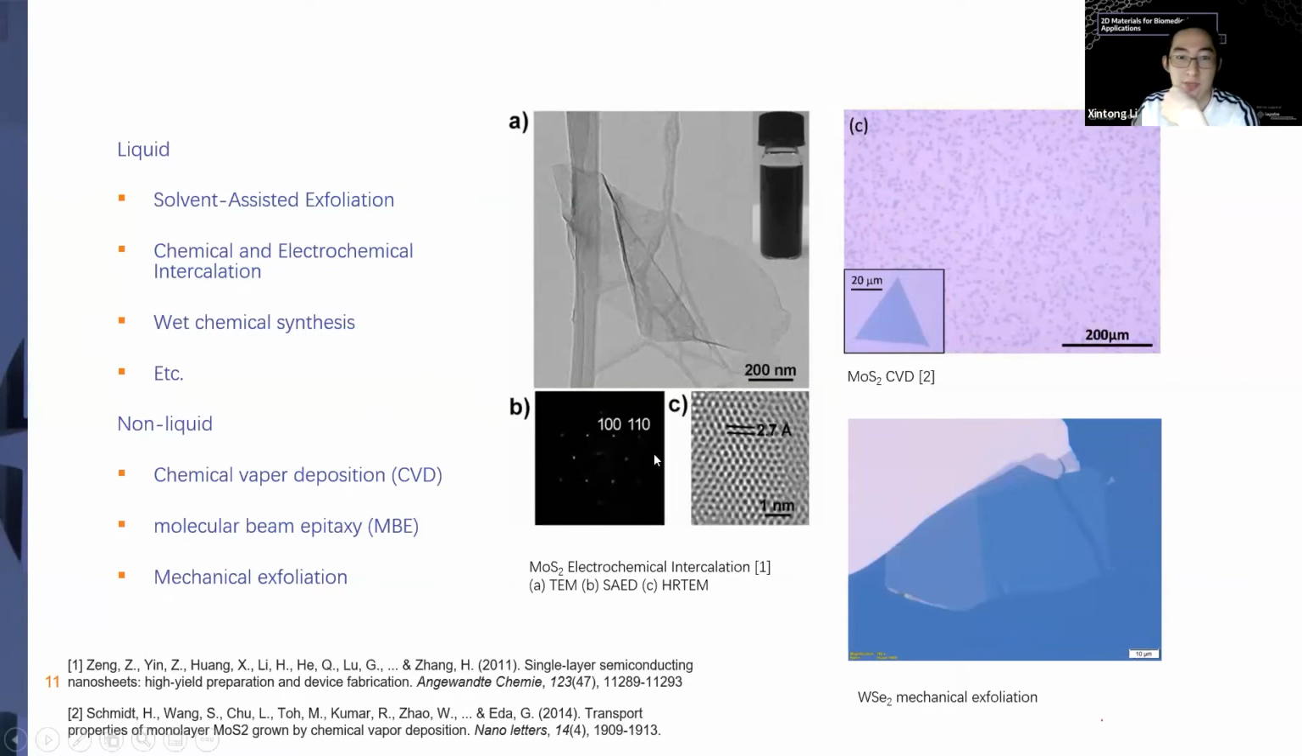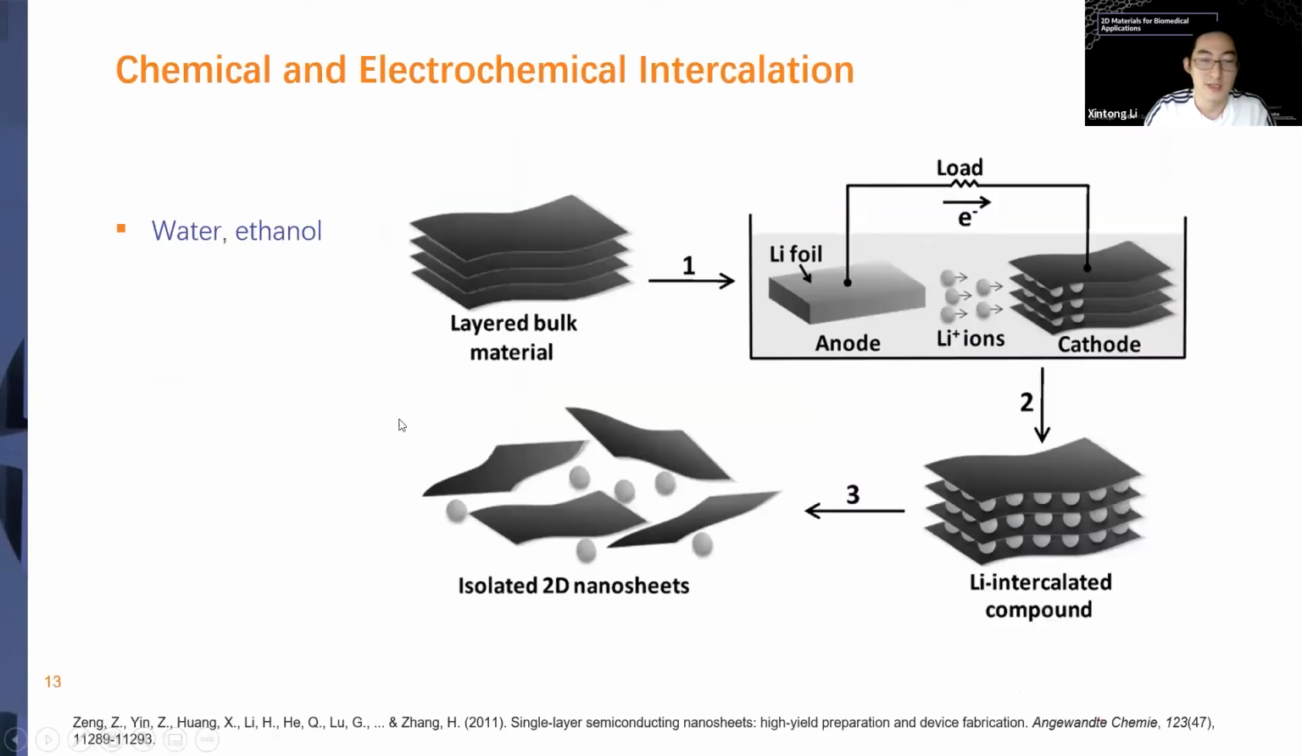So this picture shows the MoS2 thin layer prepared by electrochemical intercalation, which we will talk about later. And here the CVD MoS2 showing a very good 60-degree angles. And in here, this is the WSe2 monolayer and bilayer and bulk that's mechanically exfoliated from our lab. So then I choose some of these typical methods and explain a little bit more. For example, the chemical and electrochemical intercalation method is probably the most widely used method in the recent 10 years to prepare TMD solutions in water or ethanol.